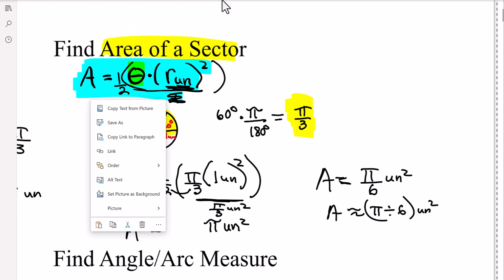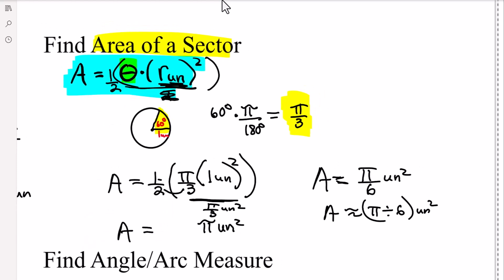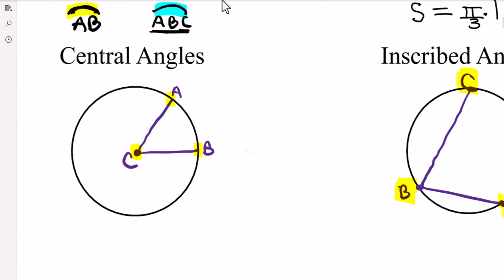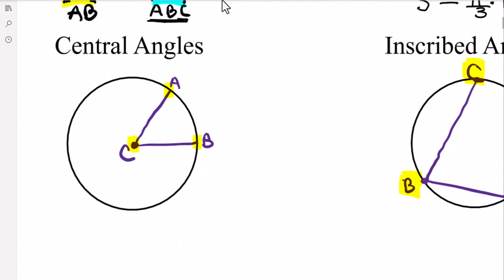Okay, that's area of a sector. Okay, now we're going to talk about central and inscribed angles. So a central angle starts from the center of the circle and then extends to two radii, and this angle right here, right there, is a central angle.